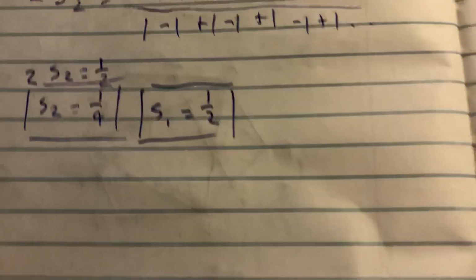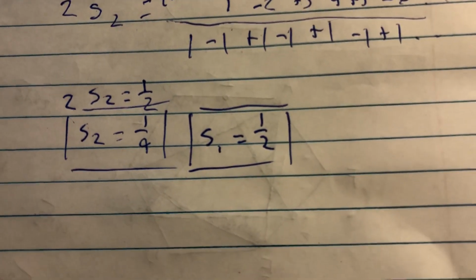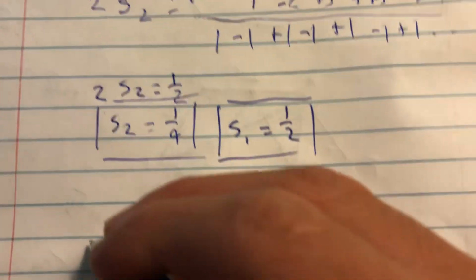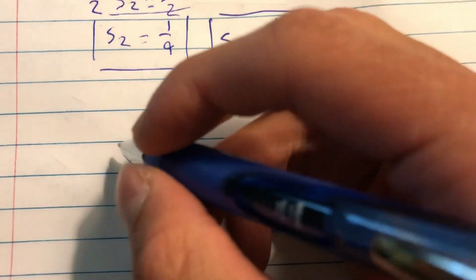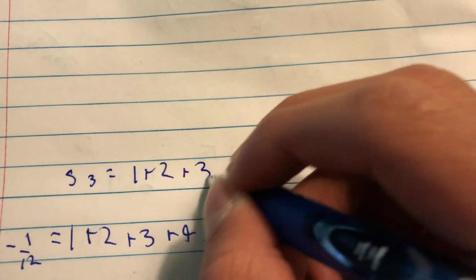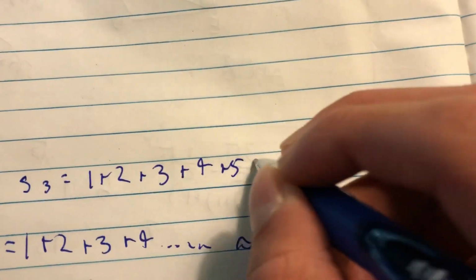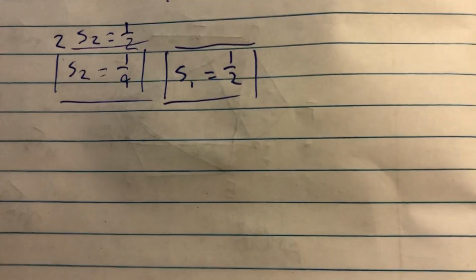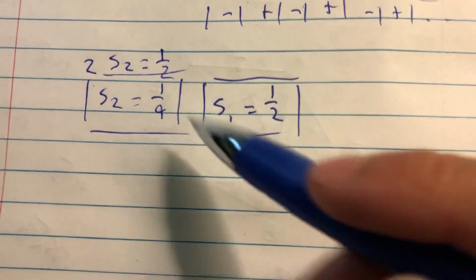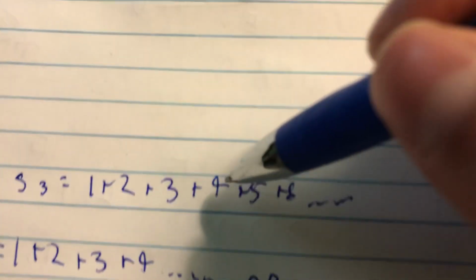Okay? So now let's keep going with this. If we're going to call this sum right here S3, how do we write that? Let me write it right here. S3 is equal to 1 plus 2 plus 3 plus 4 plus 5 plus 6, all the way down. And so now, how do we manipulate these two so that we get this right here?